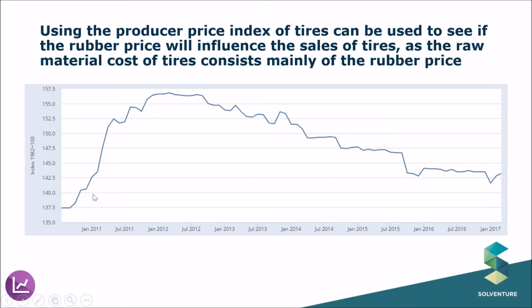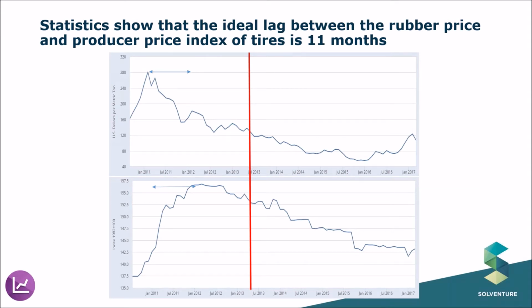You see here the evolution of the price of tires. Remember that we had a peak in the rubber price in January 2011. You indeed see that it takes a longer period, almost 1 year, before we really see the peak in the price of the tires. And this is another illustration of the same. On the top you see the price of the rubber, and at the bottom the price of the tires. You really see that the peak in the rubber price is followed by a peak in the price of tires around 1 year later.